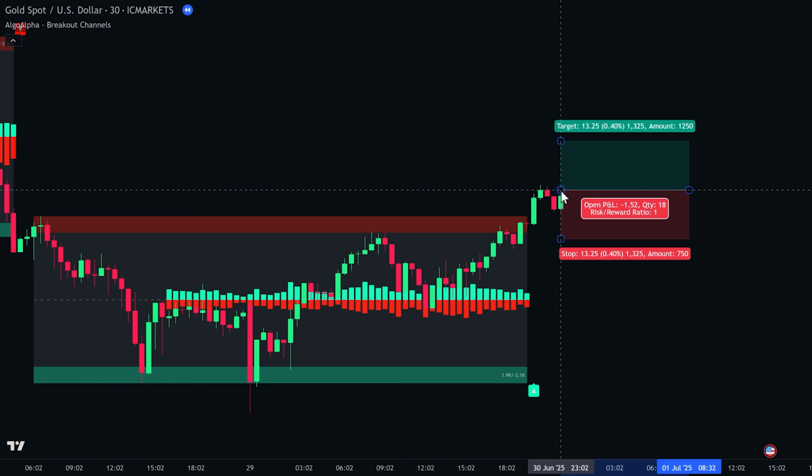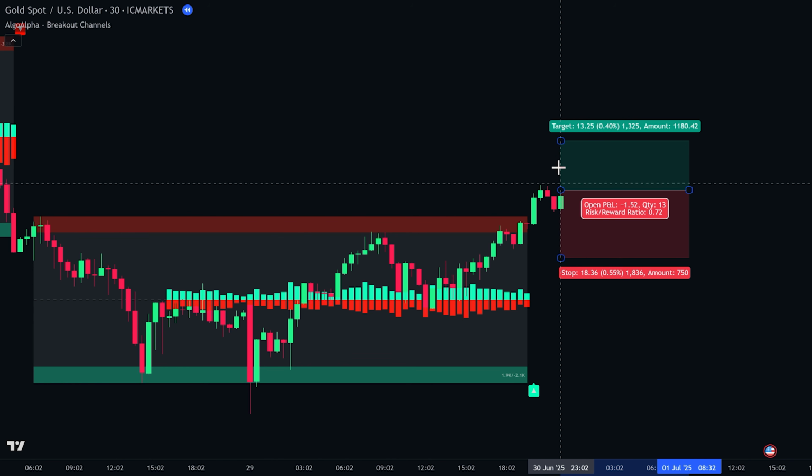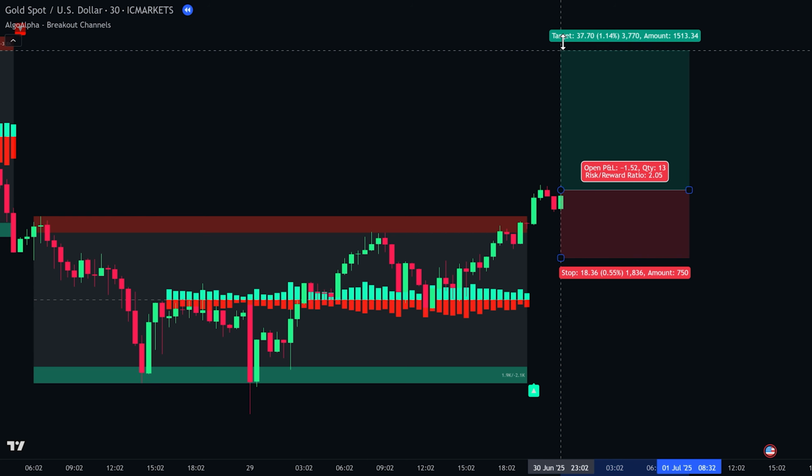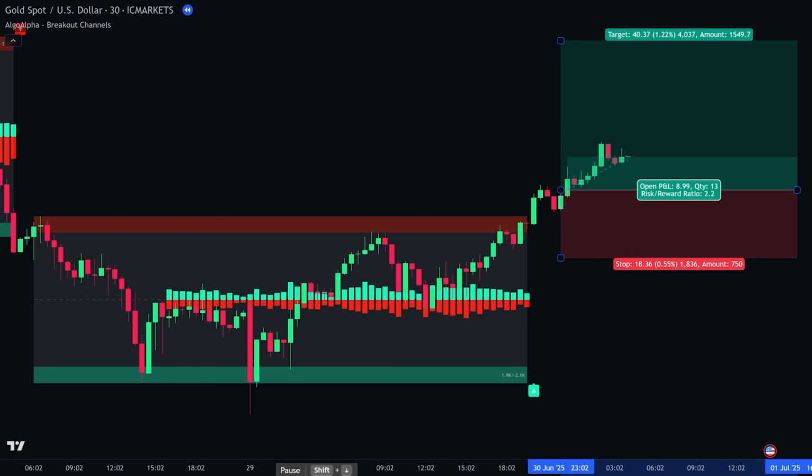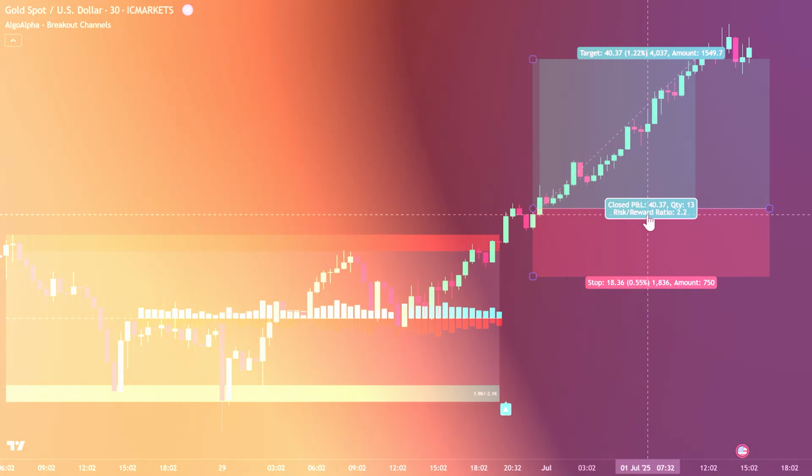You buy there, with your stop placed just below the upper channel, and target the size of the box or more if the move expands. If momentum keeps going, you can trail your stop and let the trade run. Now here's how it works for a sell.